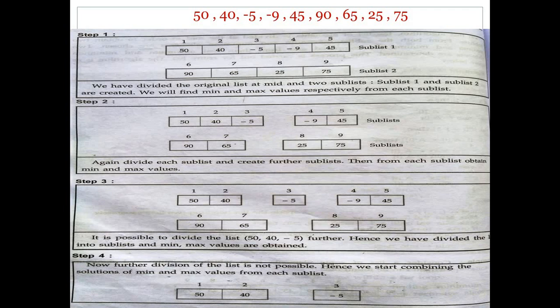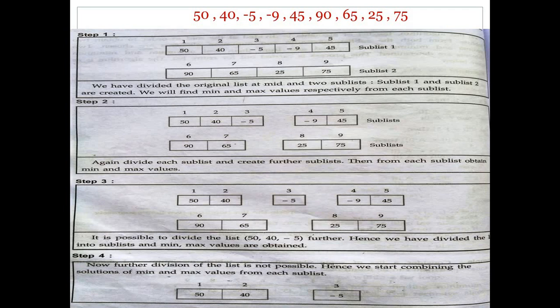So let's take an example. Our example is we have nine different numbers, which are 50, 40, minus 5, minus 9, 45, 90, 65, 25, and so on. The min-max problem is a problem of finding the minimum and maximum number from our given list. So we have to find the minimum number and maximum number from one list. Our step number 1 is to divide these numbers into two parts.